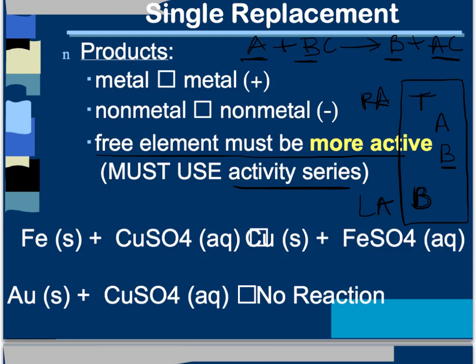Here's just a couple of examples. We have iron and copper sulfate. Look on your periodic table and hopefully you'll see that iron is higher on the activity series than copper is, so this reaction will take place. Notice copper is all by itself again, and the graphics aren't looking really good here, but hopefully you're getting the idea. But then if we look at gold and copper, gold is actually beneath where copper is on the activity series, so there's no reaction that's going to be taking place.